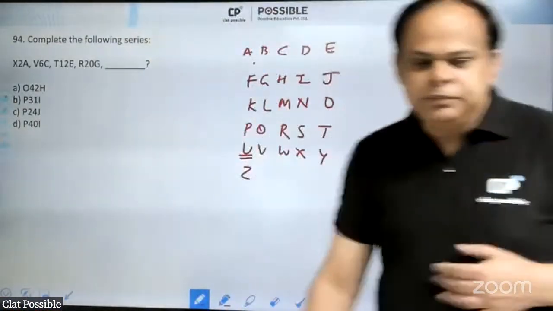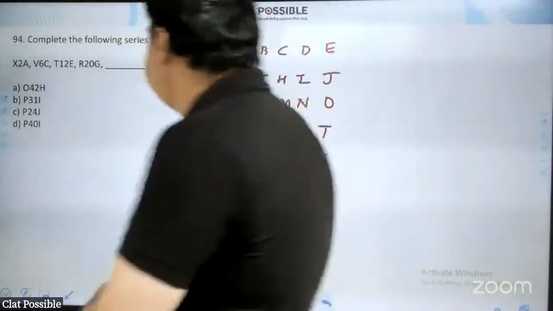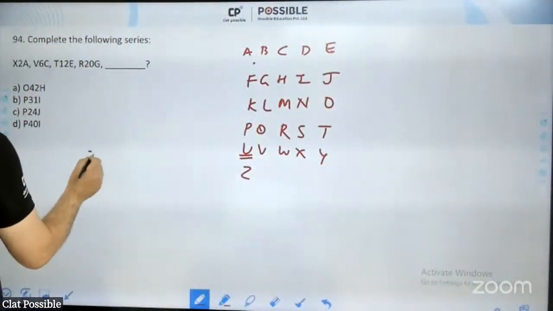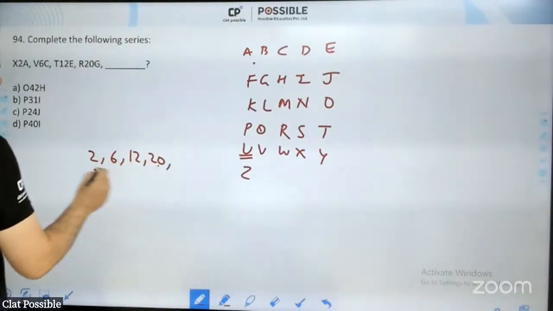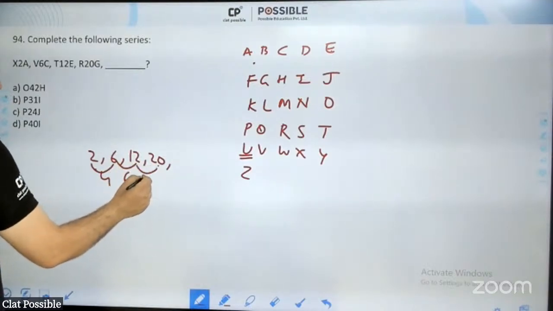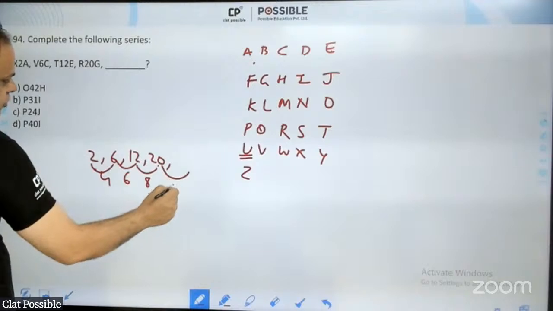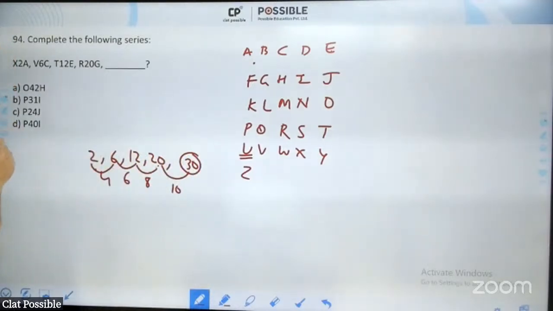Let's go to the next one. X 2A B 6 C6. So let's focus on the number first. 2, 6, 12, 20. Difference is 4. Difference is 6. Difference is 8. So the next difference should be 10. So the answer should be with 30.